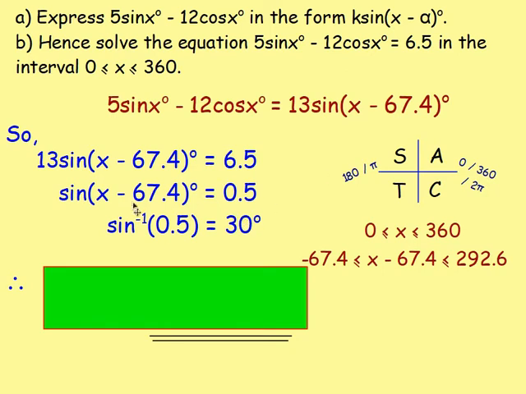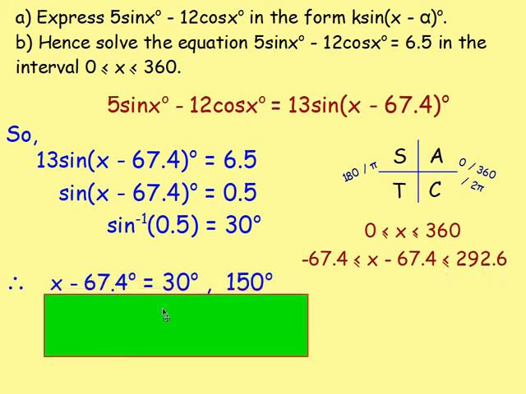But here, you've got x minus 67.4. So you're looking for all the answers between... Well, you'd work that out. Take the 67.4 away from 0. Take the 67.4 away from 360. So you want the answers between negative 67.4 and 292.6.